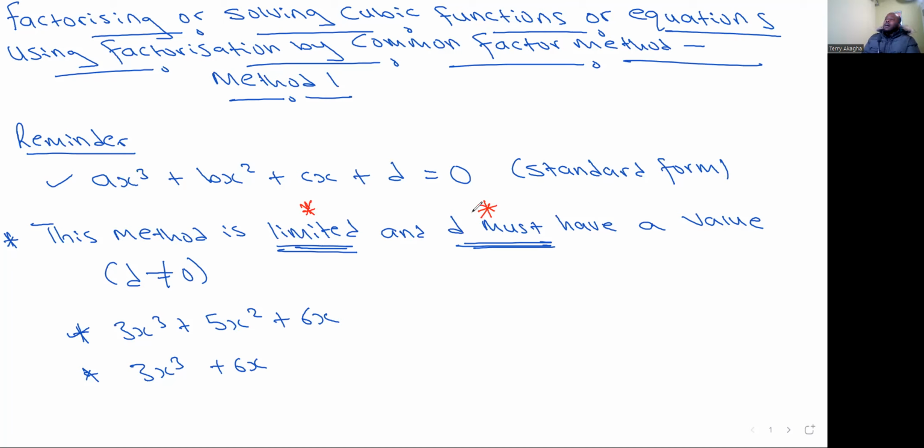Now the next method, method 2, will be how to use factor theorem and long division. Factor theorem and long division method is one of the widely used methods. It can solve most or virtually all types. In most cases, it can solve most cubic functions. All right, but except in some cases, and we're going to talk about that in the next video.